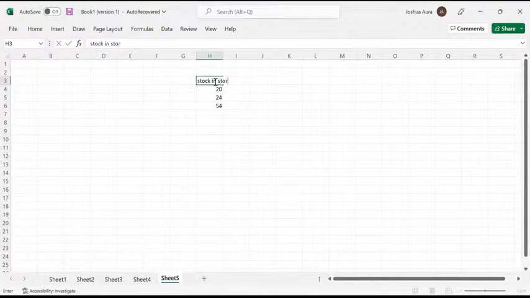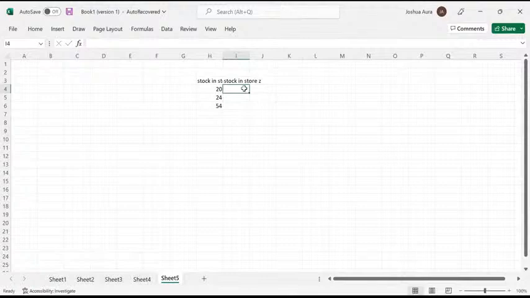in store 1. Then we have, of course, stocks in store, for example, Z, doesn't matter really. I have my enter there. So what we have here, for example, we could be having something like 34. We have here 45. We have 78 like that.